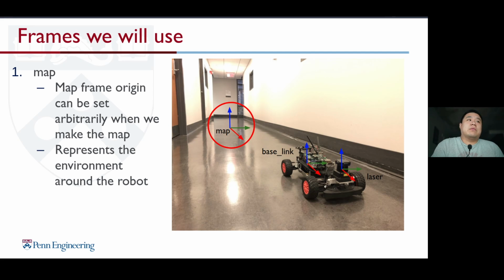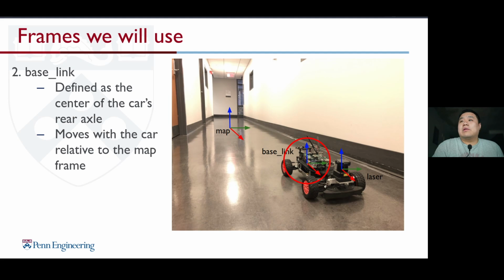First of all, the map frame. The map frame origin can be set arbitrarily when you make the map. That means you just have to set an origin when you're first making the map and keep it consistent throughout your navigation task, and we'll be all good. The map frame represents the environment around the robot. Then we have the base link frame. This is defined as the center of the car's rear axle. It moves with the car relative to the map frame. It is also where the car is actuated from. It can be used to represent the car's position since it's a frame fixed to the car, because the car is a rigid body.